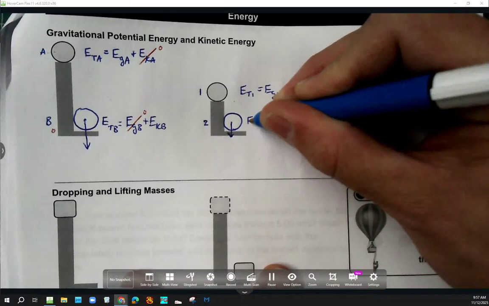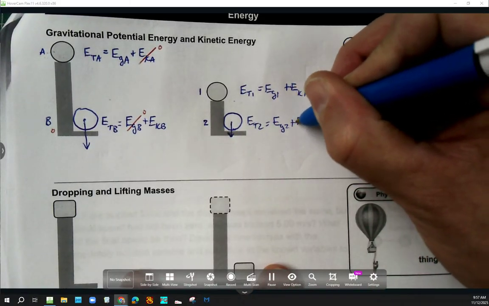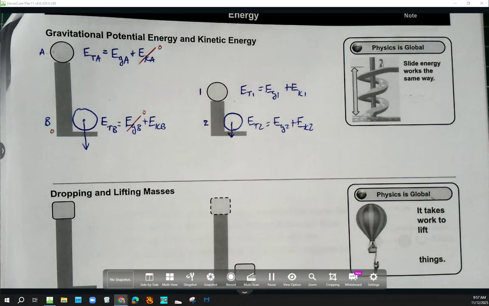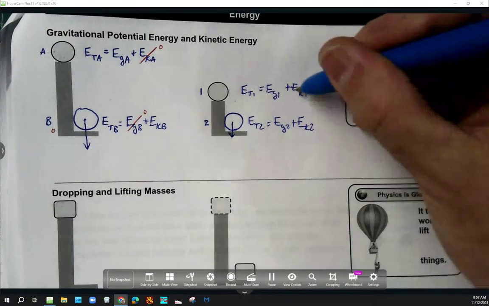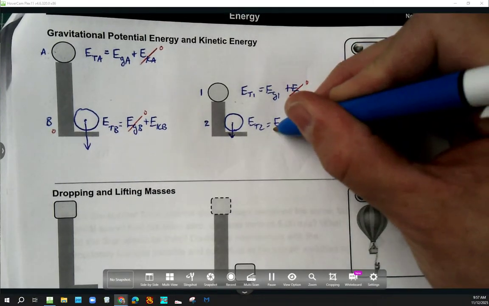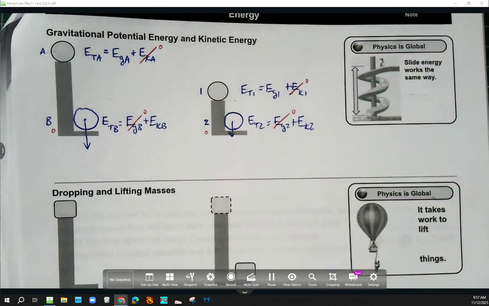E total 2 equals EG2 plus EK2. And I recognize that if it started from rest, EK1 would be 0, and if it hit the ground at a height of 0, then EG2 would be 0. But there's this thing called conservation of energy.